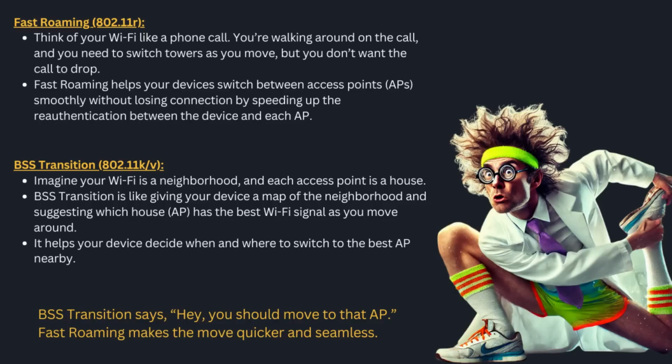So fast roaming makes the authentication happen faster and smoother, and the BSS Transition makes a suggestion to the client saying, hey, just so you know, your signal's better over here. You might be better off if you switch. But they're just suggesting it. The client has to actually make the leap. So down below you can see BSS Transition says, hey, you should move to that AP, and fast roaming makes that move quicker and more seamless. So you can see how these two technologies, individually or both set, can make the roaming process smoother.